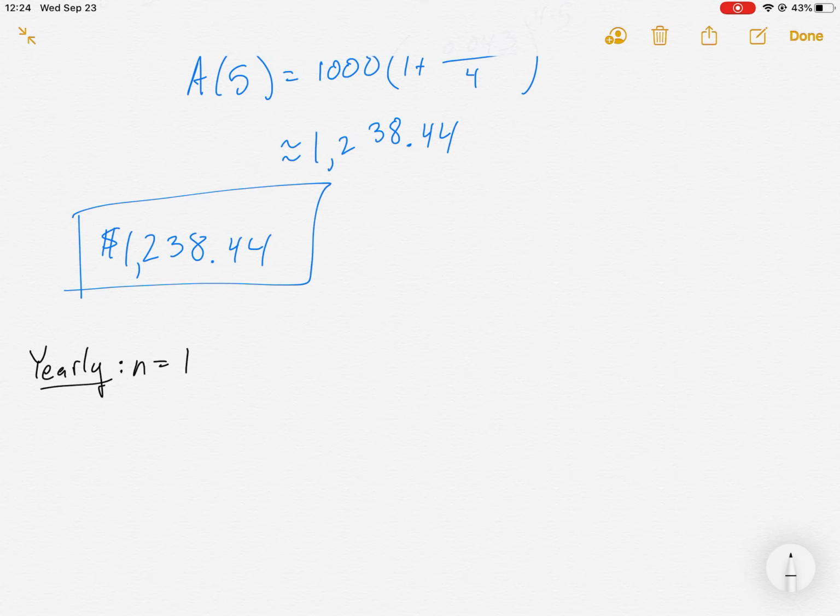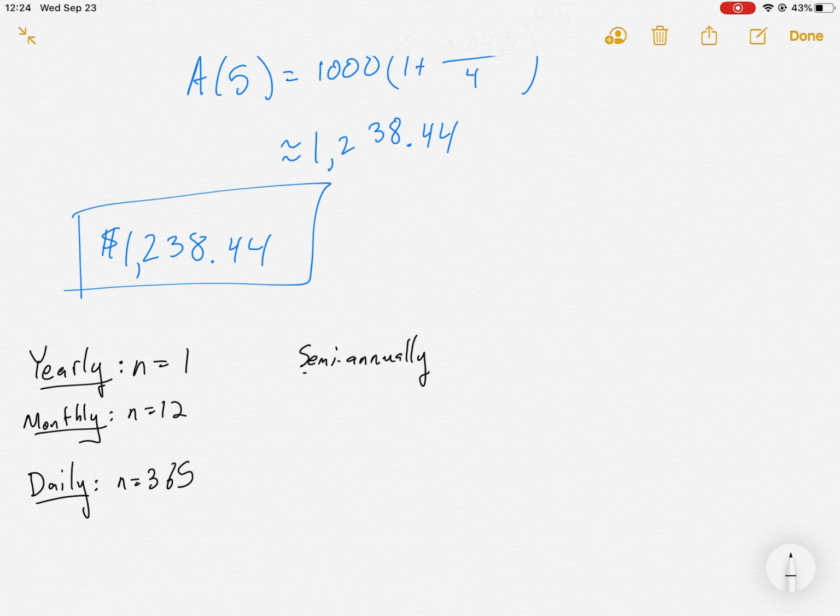Quick note on this, when you're doing these problems, if it's compounded yearly, that means that n is just 1. If it's quarterly, we already did that. If it's monthly, that means n equals 12. If it's daily, n would be 365. Semi-annually means twice a year, so that means that n equals 2. And that should conclude 3.1. You should now be able to work on all of the Delta Math.